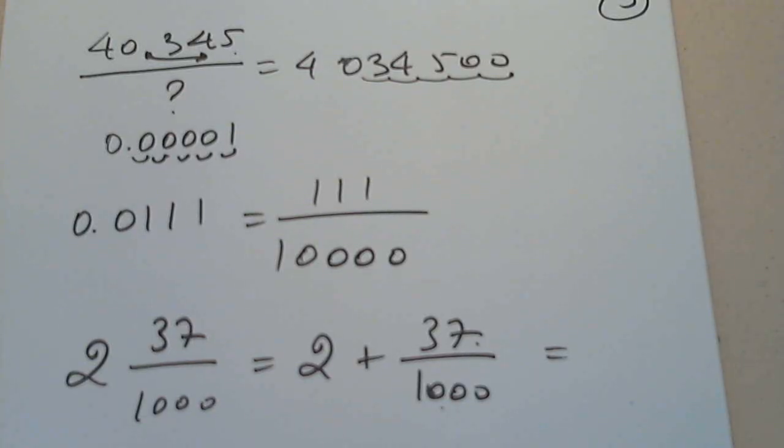Write the fraction as a decimal. Well, in this case, we have to divide. So we have 7 divided by 8. And that's your decimal number. So it's 0.875.